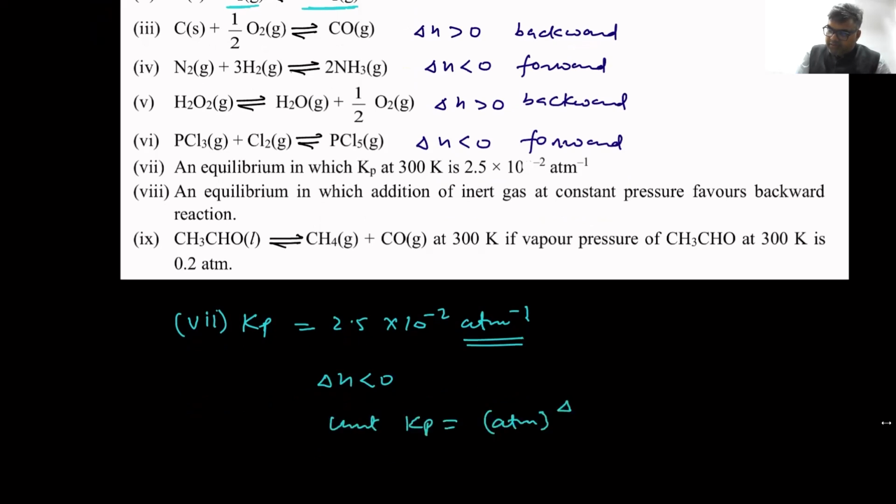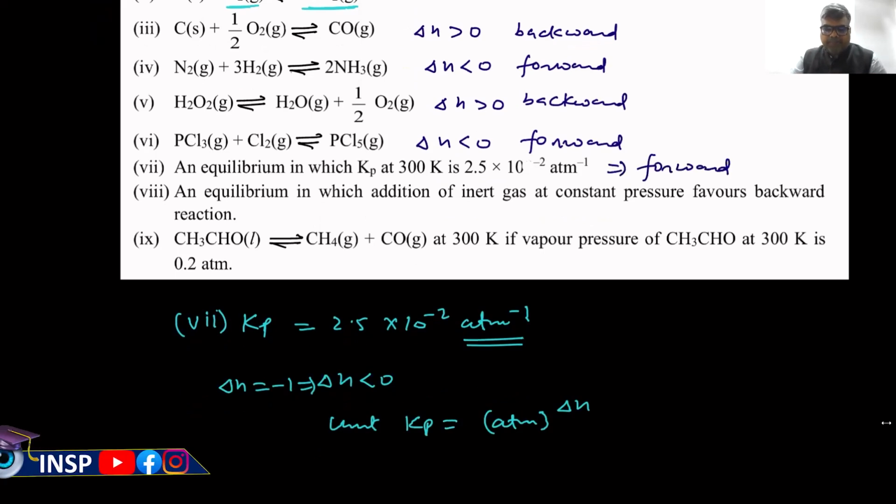atmosphere power delta n. So it's given as minus 1, so delta n is less than 0, or you can simply write delta n is minus 1. So you can say delta n is negative. Delta n negative means this is also a case of forward reaction. How I have predicted delta n negative with the unit.